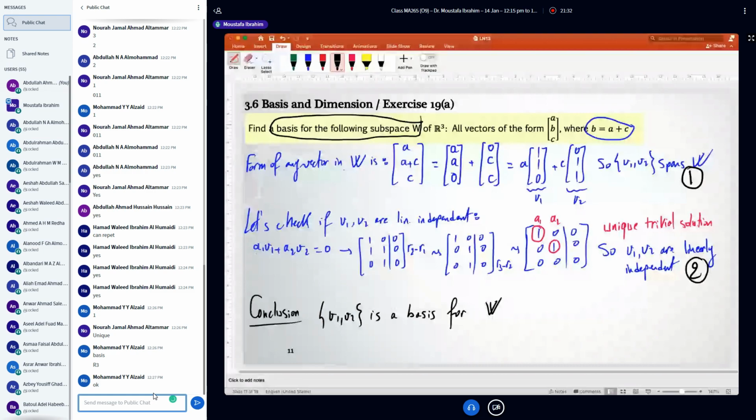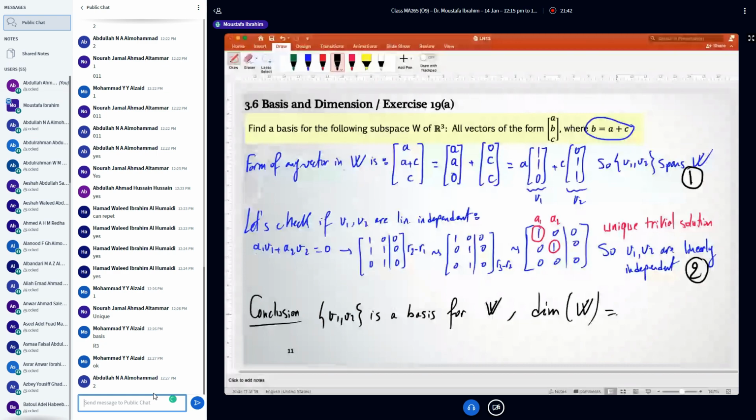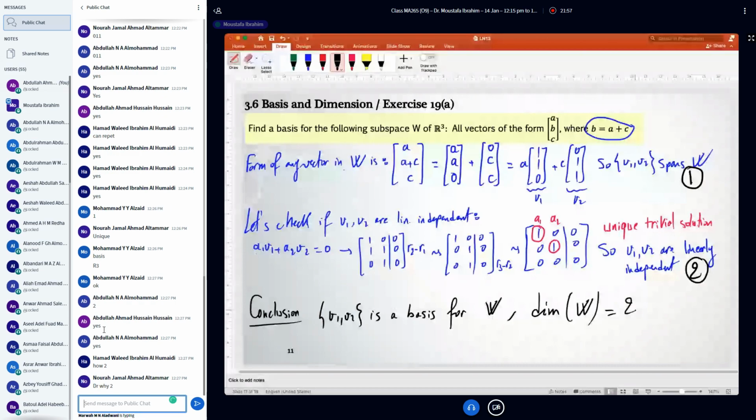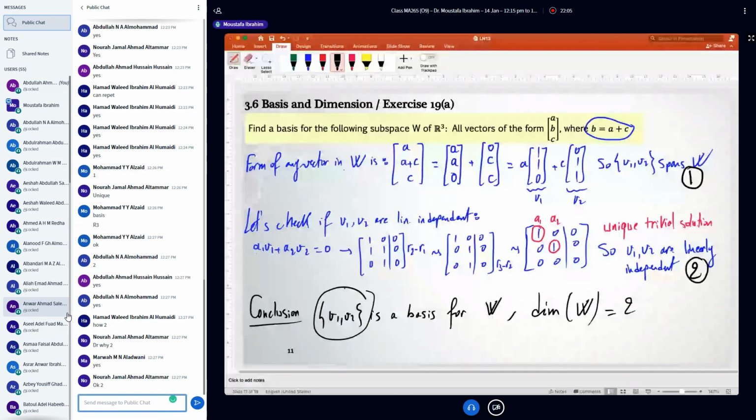Now tell me, what's the dimension of W? We know the dimension of R3 is 3, but the dimension of W is the number of vectors in the basis. How many? 2. So that's different than R3. If the dimension equals 3, then it's equal to R3. But since the dimension is less than 3, it's different. Is it clear, guys? What's the meaning of dimension? It means the number of vectors of a basis. Okay, Hamad?